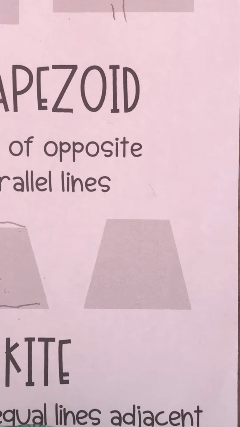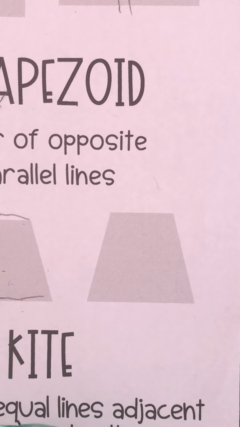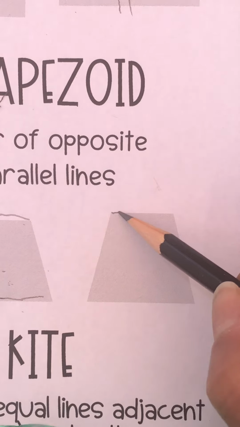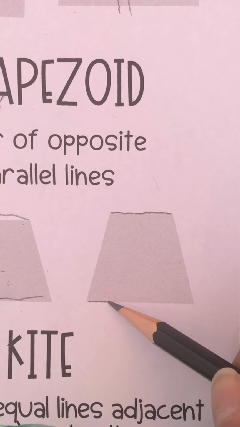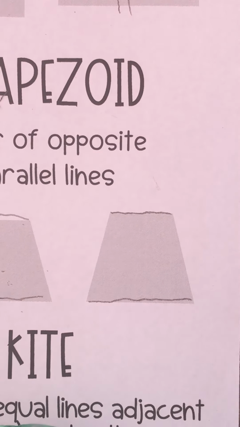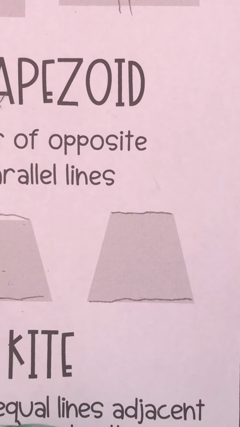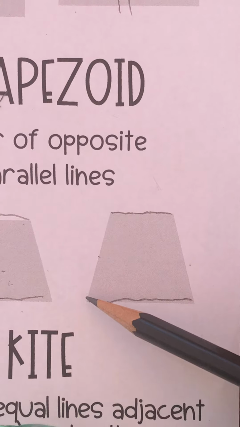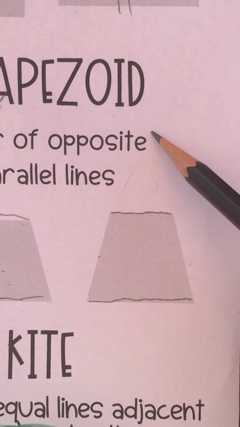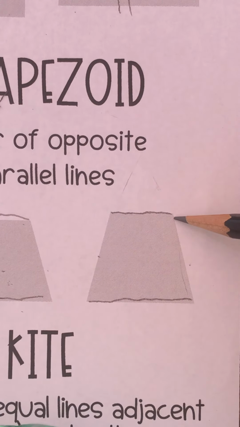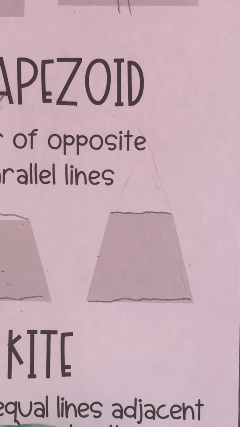Here's another type of trapezoid. Again, it's only this line and this line that are parallel to each other. They're never going to cross, they're never going to touch. You can't count this one and this one, because if this one keeps going on and this line keeps going on, they're eventually going to touch each other.